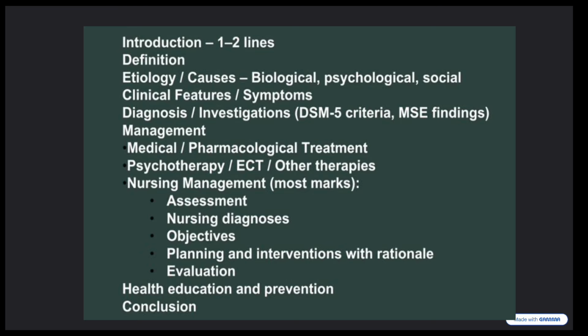First, we need to write an introduction, definition, and etiology or causes. Etiology and causes are divided into three subgroups: biological, psychological and social. If you know the difference between these three subgroups, you can keep the heading etiology and write biological causes, psychological causes and social causes. If you don't know the difference, then keep the heading etiology and write whatever causes you know for that particular disease.